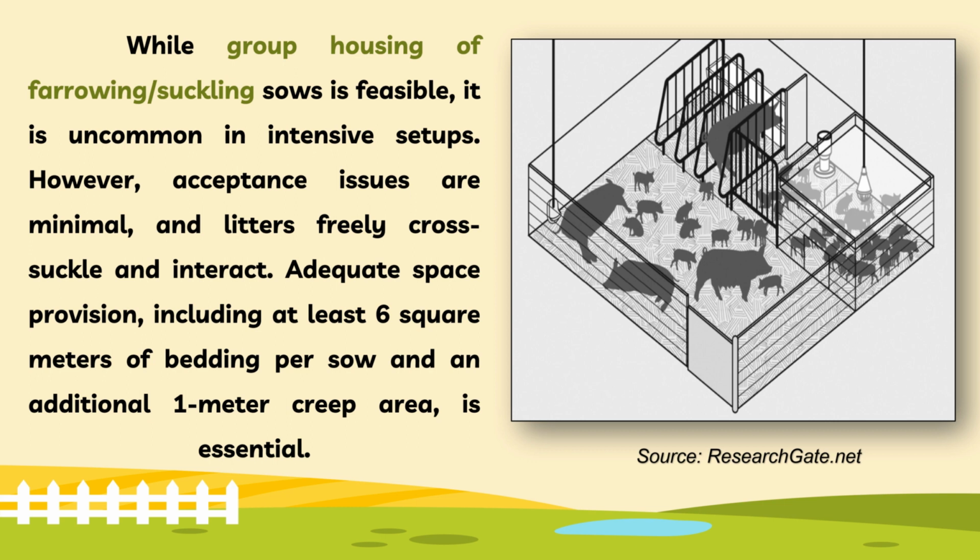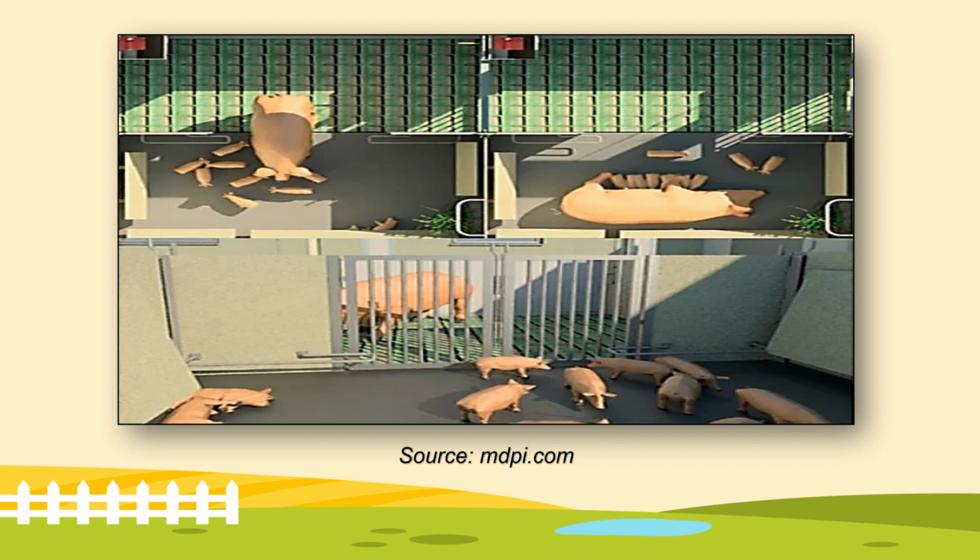However, acceptance issues are minimal and litters freely cross-suckle and interact. Adequate space provision, including at least 6 square meters of bedding per sow and an additional 1 meter creep area, is essential.